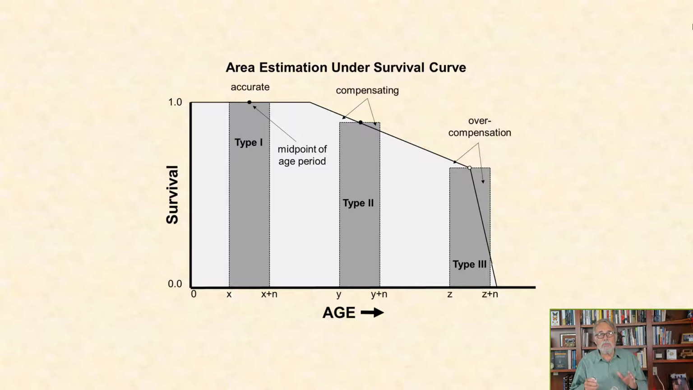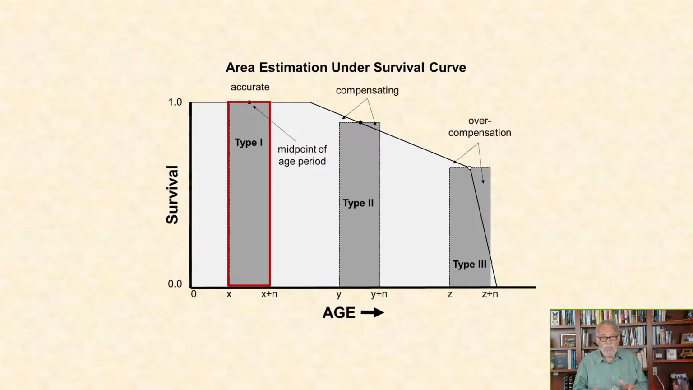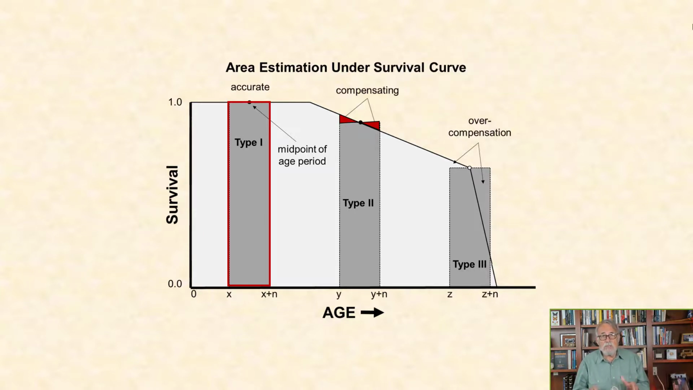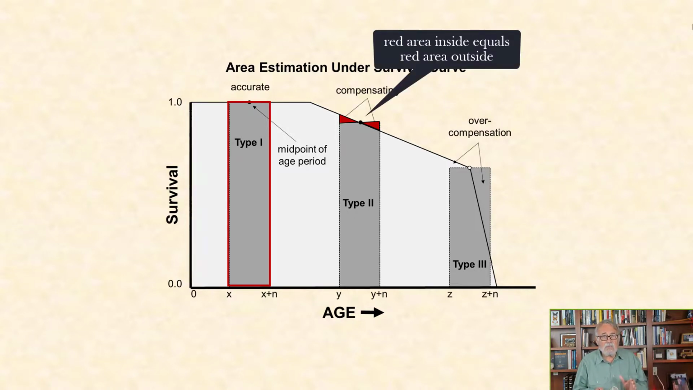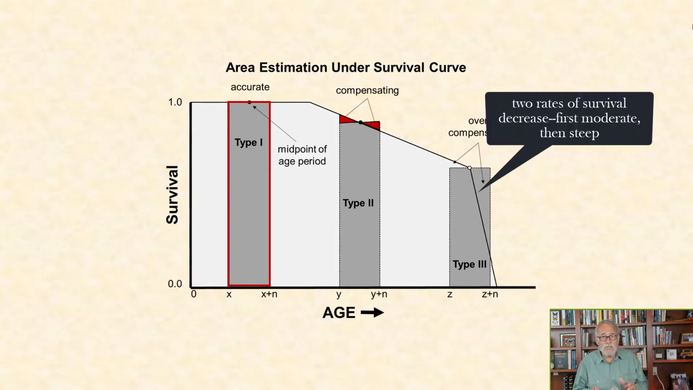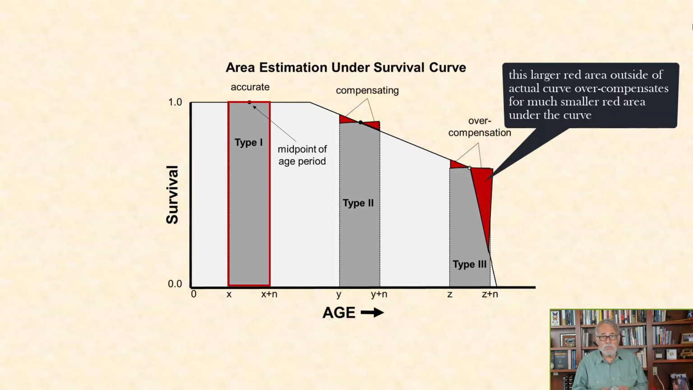Note in this schematic that when survival is flat, the wide rectangle estimates the life days under the curve exactly. When it is decreasing at a constant rate, the wide rectangle used for estimating life days under the curve is also accurate because the life days underestimated under the actual survival curve are offset exactly by the life days that are overestimated outside of the curve. However, when survival is decreasing at ever-increasing rates at older ages, the magnitude of the underestimate will be overcompensated for by the overestimate outside of the curve, as shown in this schematic.